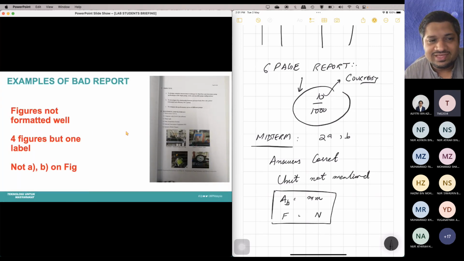Then you can see that the figures are not formatted well. As I told you, you should open MS Word, make a table, and arrange the figures correctly. Some sizes are different, some sizes are not different. This does not look pleasing. This does not look correct. Okay? So please format your figures correctly.